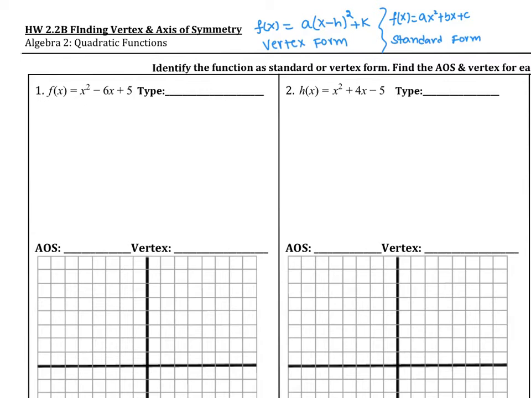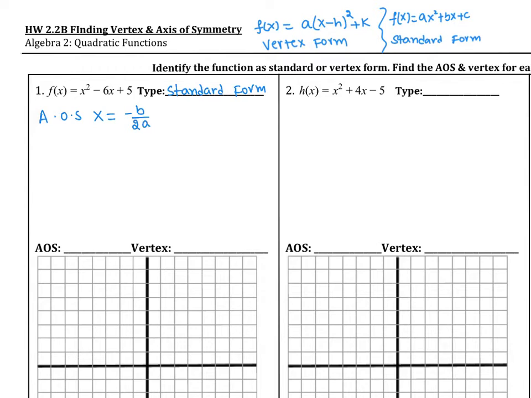Now for number 1, f(x) equals x squared minus 6x plus 5. The type of this equation or function is a standard form. So we're going to have the standard form, that's the type of this function. And then we are going to find the axis of symmetry. AOS means axis of symmetry. And the formula for axis of symmetry is negative b over 2a.